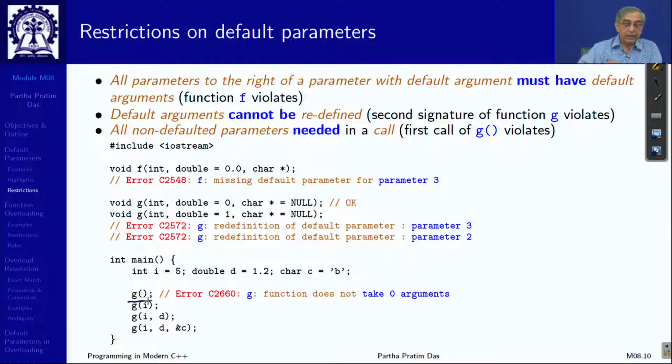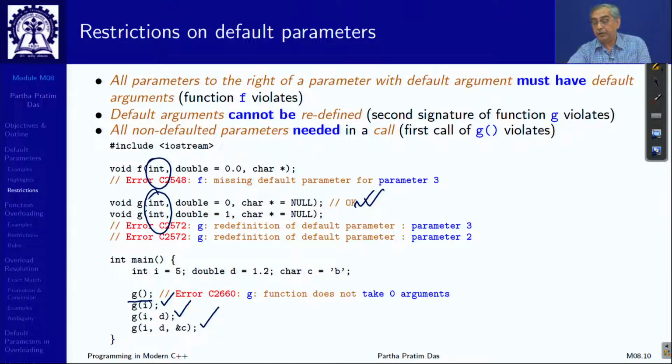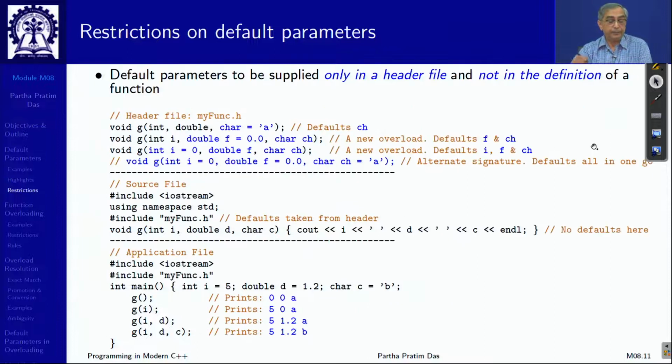In this context, if I call function G without a parameter, it is an error, because G always has the first parameter. I am talking in reference to this particular signature of G, which is the valid one, but I can call it with one parameter, which will be int, two parameters, int and double, three parameters, int, double and cat star. Right? So, this is a basic rule of default parameters.